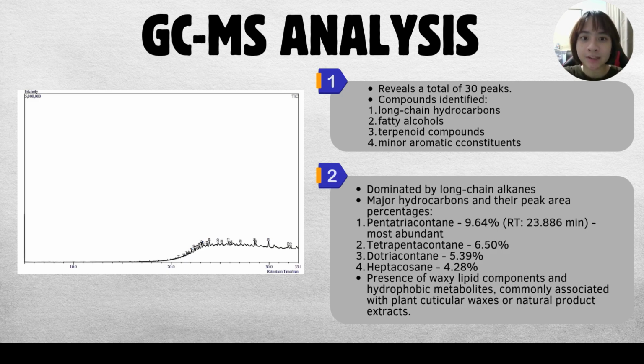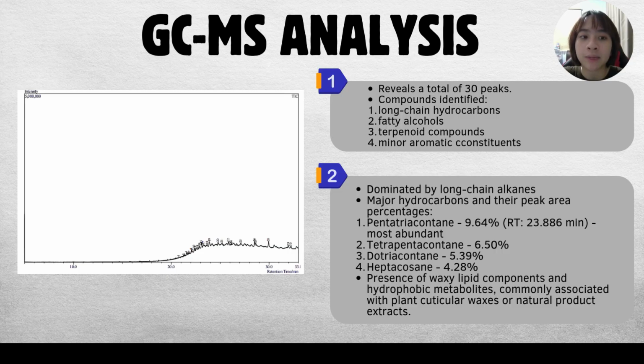For the GCMS analysis, the chromatogram revealed a total of 30 peaks indicating the presence of multiple chemical constituents. The identified compounds mainly include long-chain hydrocarbons, fatty alcohols, terpenoid compounds, and minor aromatic constituents. The chromatogram was dominated by long-chain alkenes such as henacosane, heptacosane, dotriacontane, pentatriacontane, tetracontane, and tetrapentacontane.